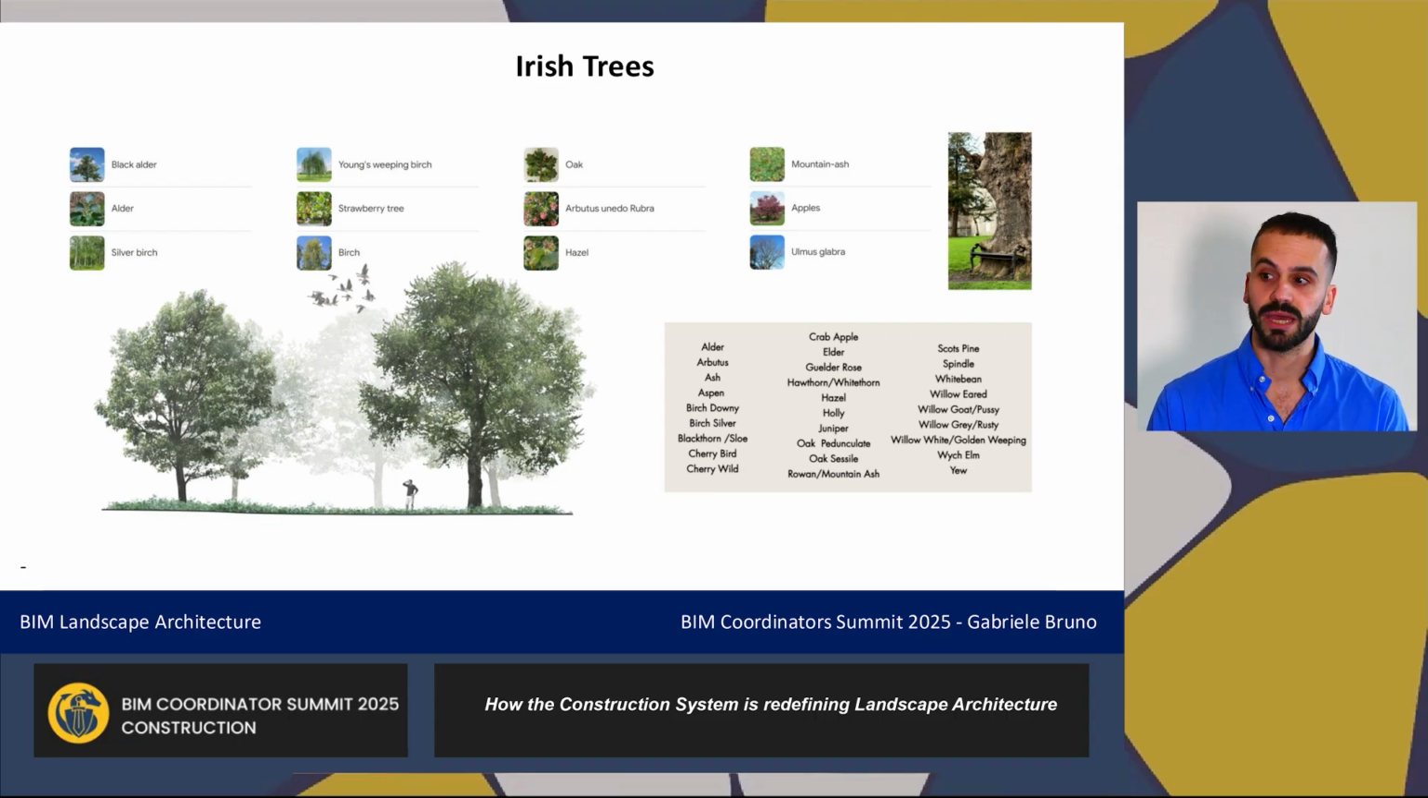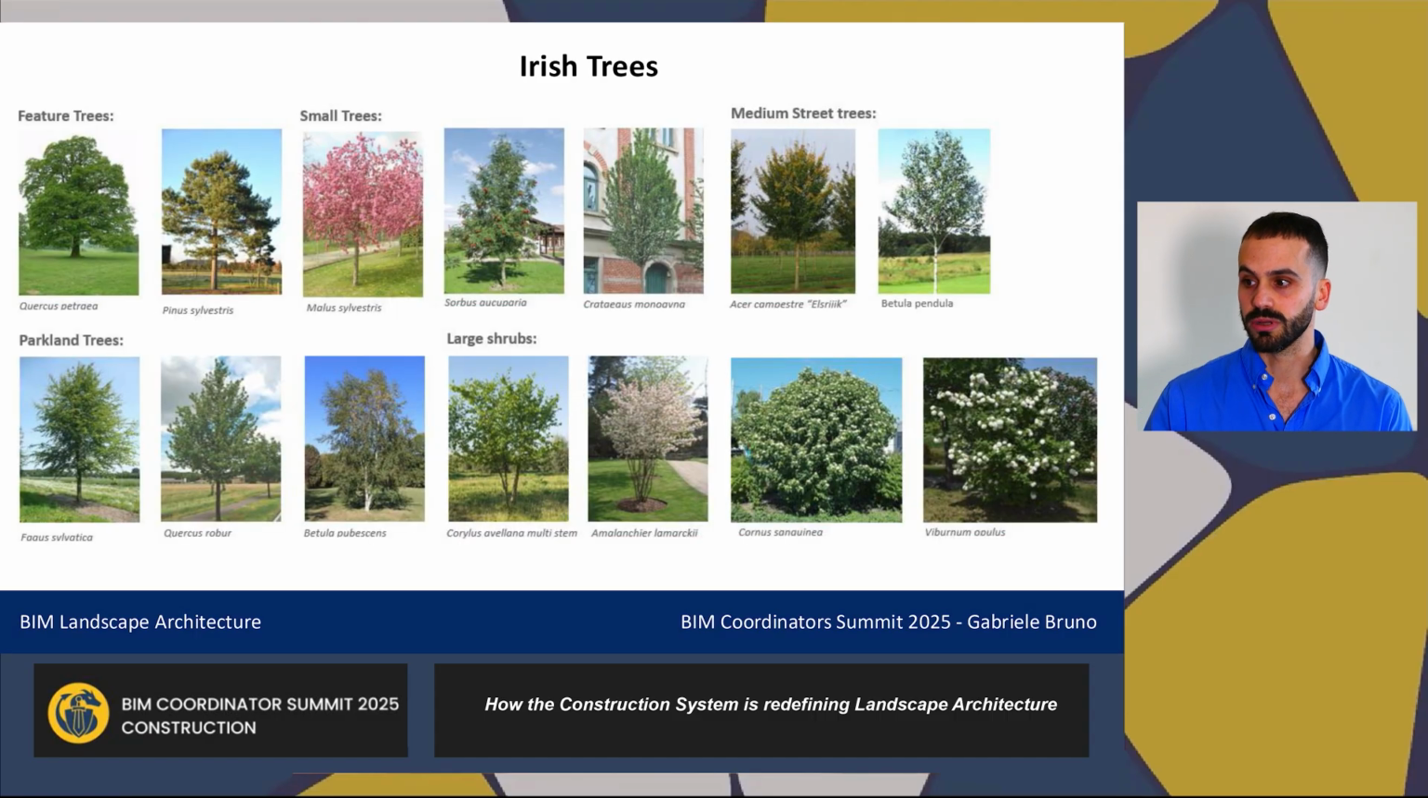As native species, we have quite a limited selection, but really different to each other. We have birch trees, a lot of fruit trees such as apple and pears, hazel, oak, and many more. In this slide, I just want to show you a small categorization that we normally have in our projects. From the biggest to the smallest we have feature trees, small trees, medium-sized trees, parkland trees and large shrubs. As you can see, even in this small selection, we have an enormous variety of characteristics.